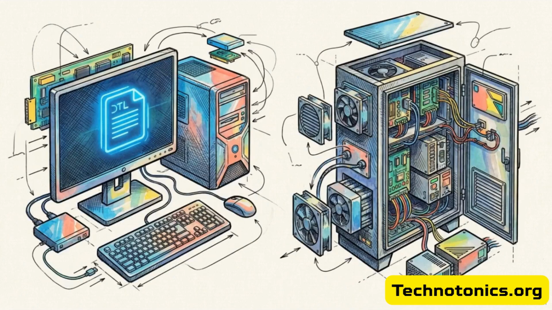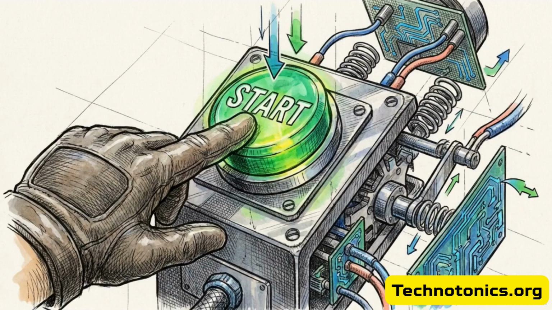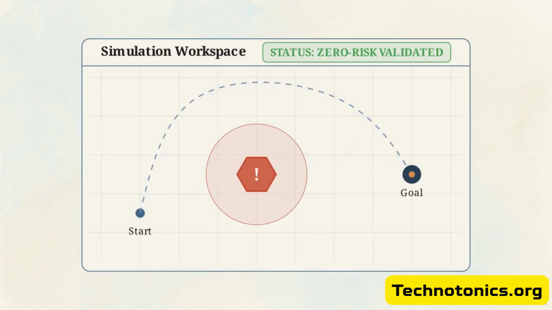This illustration details the final physical process, transferring the finalized code file from the workstation directly to the robot's hardware controller via USB or local network. You can now execute the code immediately on the floor with full confidence that it is proven, efficient, and collision-free.